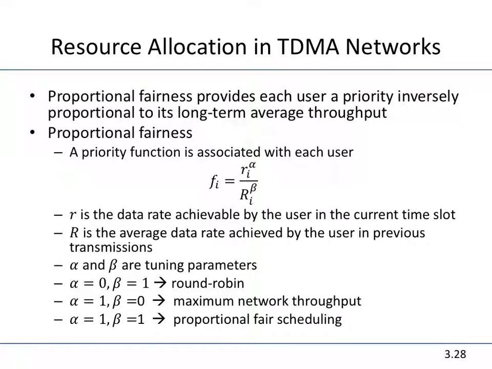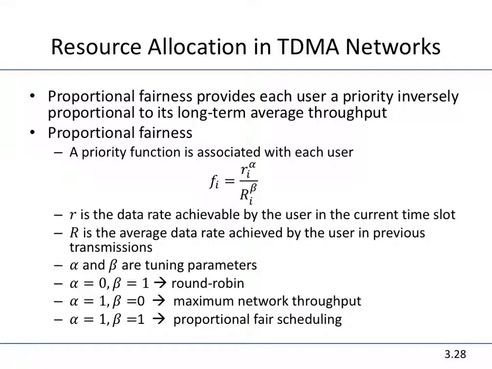So what does this mean? This means that, imagine if alpha and beta are ones, which is the third case, the last case down in the last line here. So if alpha and beta are one, this will give us the proportional fair scheduling.